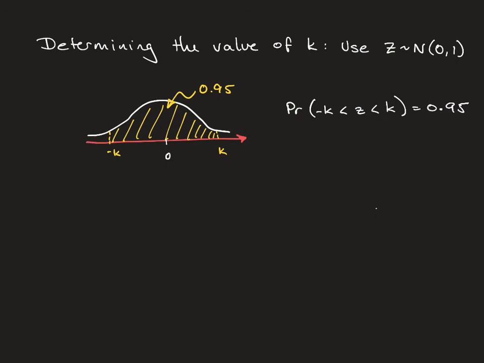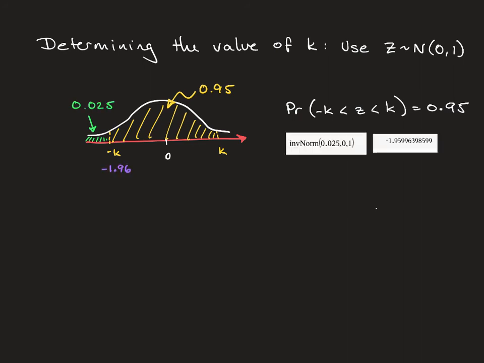So on our CAS calculator, we're going to put in this area here, which is going to be half of what's left over from the 0.95 difference to 1. So the total area's got to be 1. So we've got 0.95, so we've got 0.05 made up of this bit and this bit, which means this area here is 0.025. And when we put that value into our inverse normal with our standard normal with a mean of 0, standard deviation of 1, we get minus 1.96. So our k value here is minus 1.96. So negative 1.96 on this end and 1.96 on the other end.